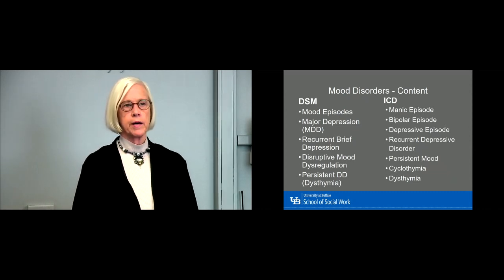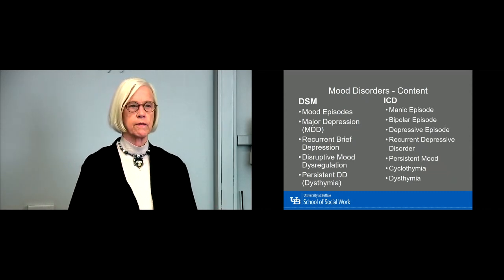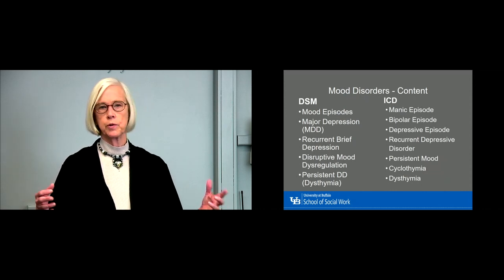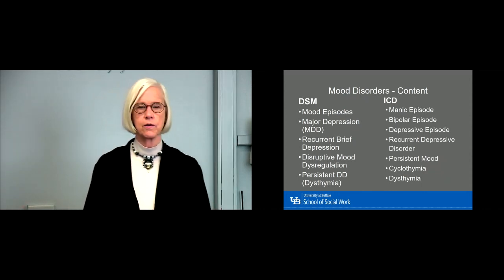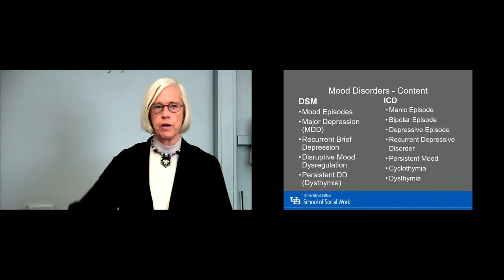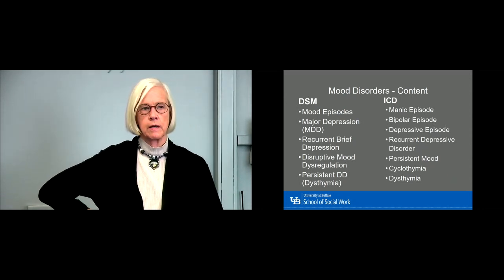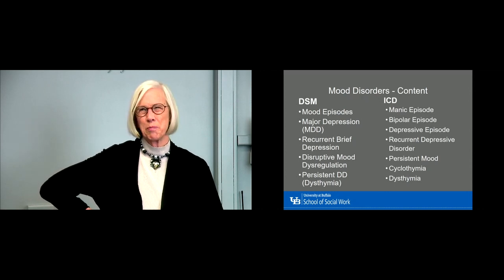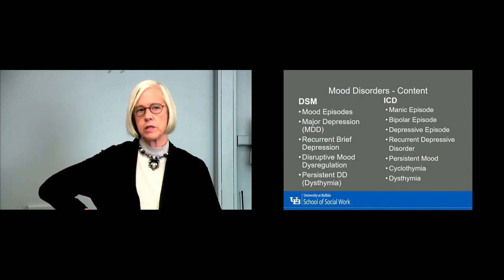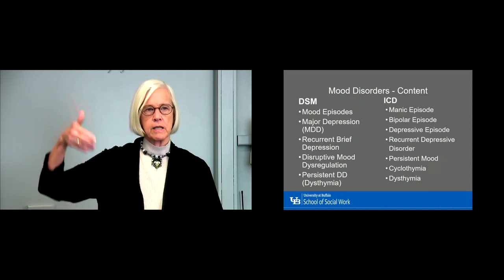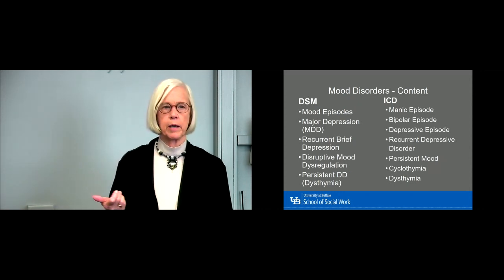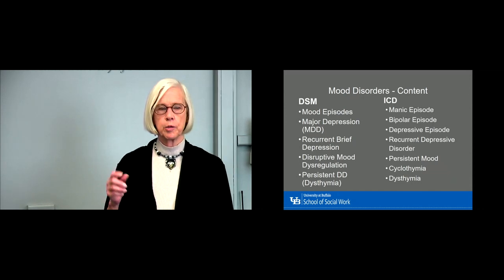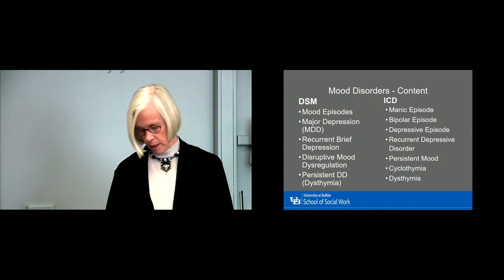The DSM has mood episode, major depressive, recurrent, brief, disruptive mood dysregulation, which is an interesting disorder. It's really ODD, but shoveled over here, and persistent mood depressive disorder, which is also known as dysthymia. The ICD is a little simpler. It's basically manic, bipolar episodes, depressive episode, recurrent depression, depressive disorder, persistent mood, cyclothymia, and dysthymia.